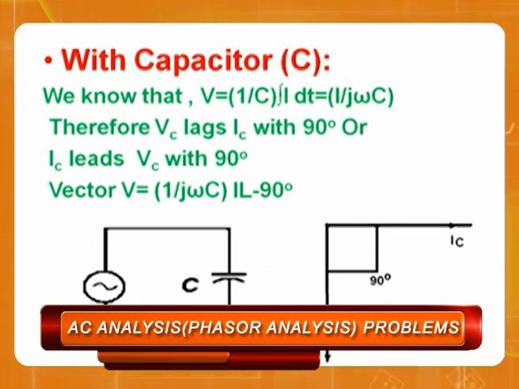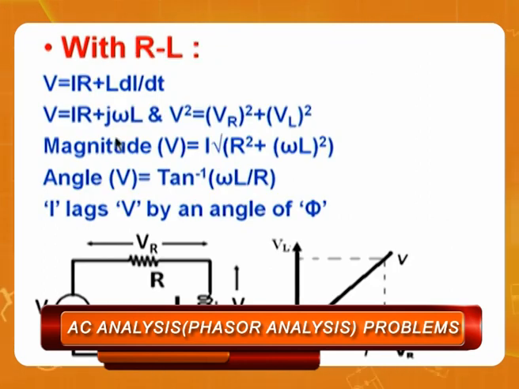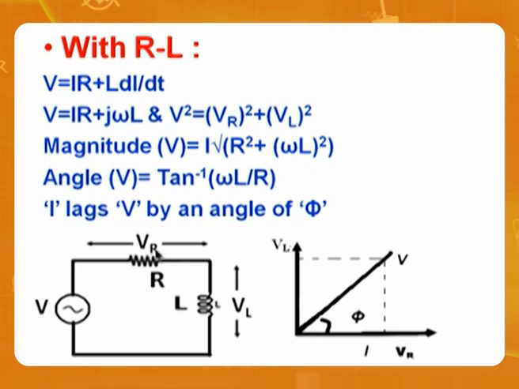Then what to do? We have to take combined components. Take for example RL. IR plus L di by dt is V. If you look at here, VR, VL. VR is in phase, VL is 90 degrees. If you combine, the overall will come. So what is overall here?